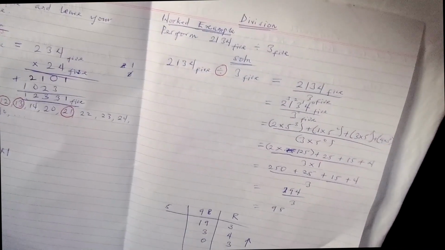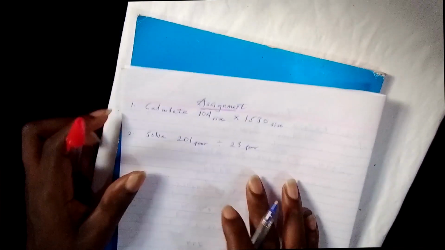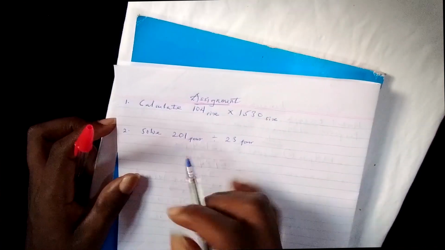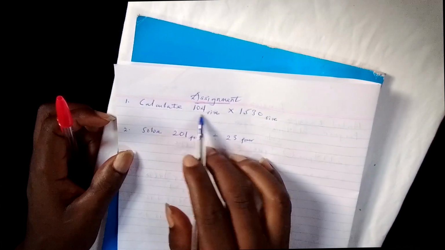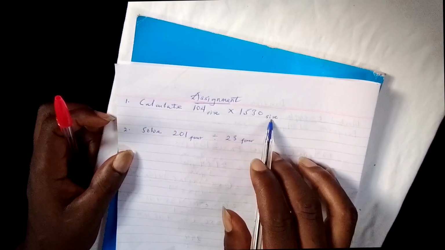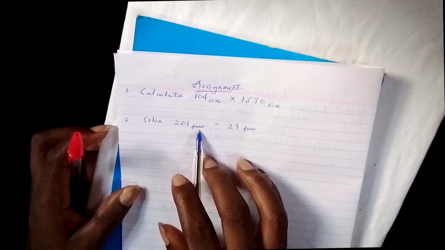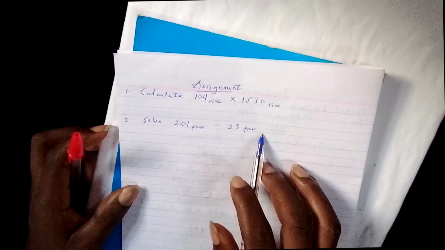For the sake of time, I will pause here. If you want to solve more examples, then you can try your hands on these assignments. The assignment goes: calculate 104 base 6 multiplied by 1530 base 6. Then solve 201 base 4 divided by 23 base 4.